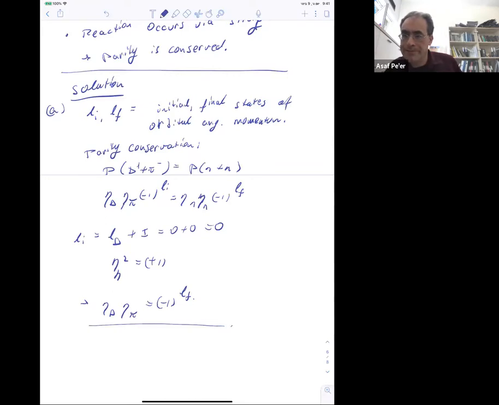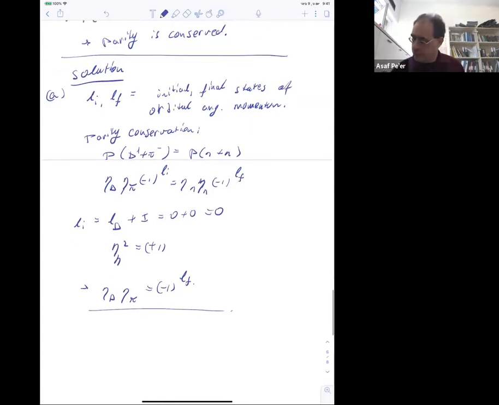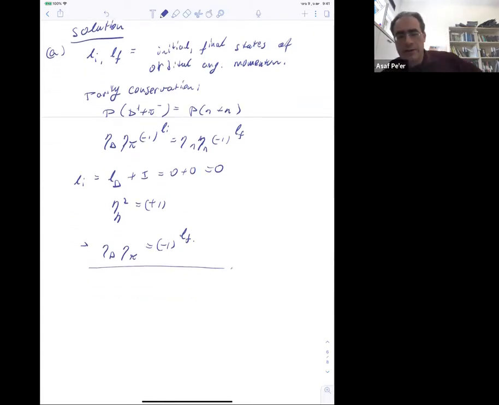Okay, you with me? Questions? Okay, so in order to proceed, we want to get the intrinsic parity of the pion, so eta pion. That's what we're after. So we still need to determine that. The next step is to determine the intrinsic parity of the deuterium, eta d.